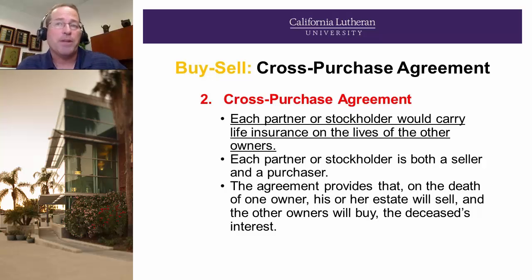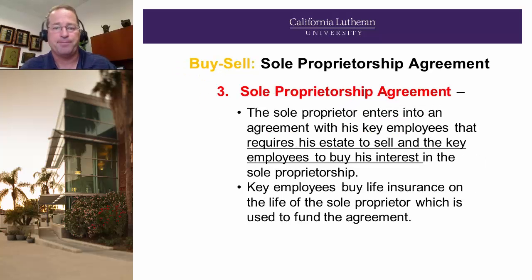Cross-purchase gets very complicated when we get to more than 3 owners, because if there are 4 owners, for example, each owner would have to purchase 3 policies on the other owners. So we'd end up with 12 policies. On 5 owners, we're ending up with 20 policies. It gets very complicated. So when we have a bunch of partners, typically the entity is the most efficient, 1 policy per life. Cross-purchase is most efficient when there's only 2 partners.